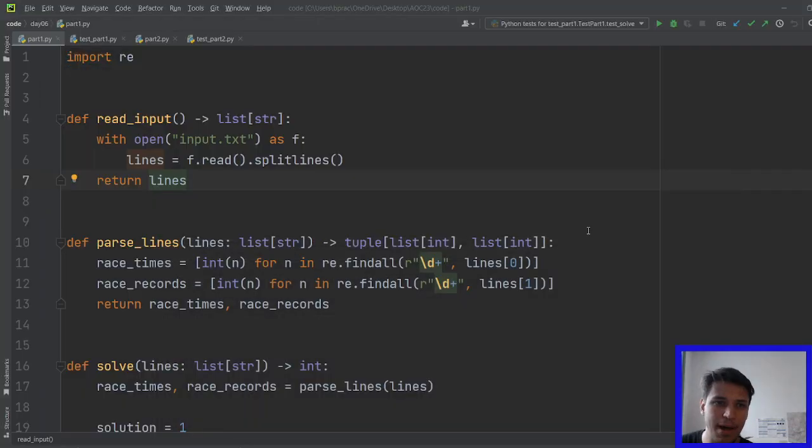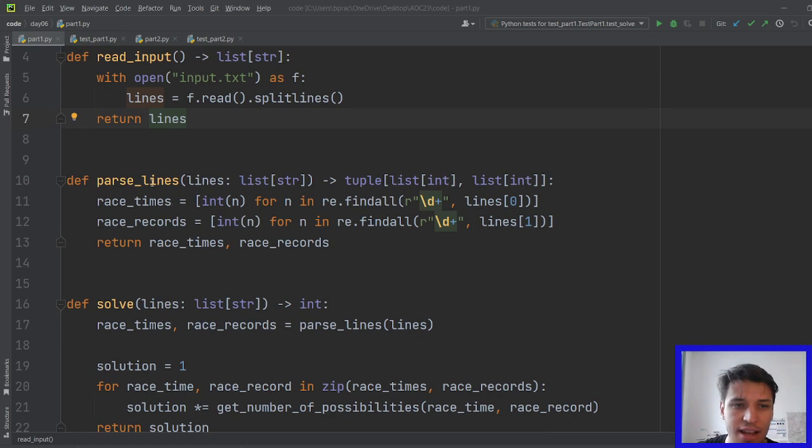Okay, so how can we do that in Python? Of course, we need to read the file and split it into lines. And then we can parse those lines. So this time I used a regular expression. So we can look for that symbol. \d means digit, so from 0 to 9. And then plus means multiple of them in a row.